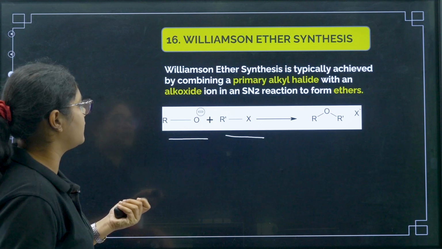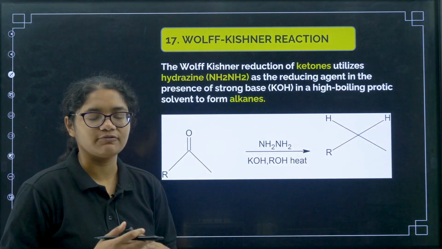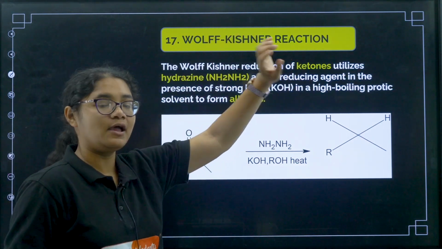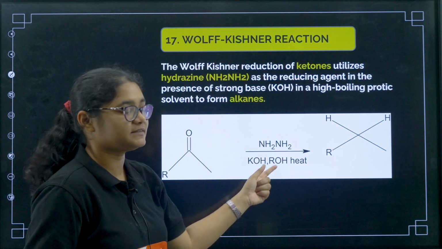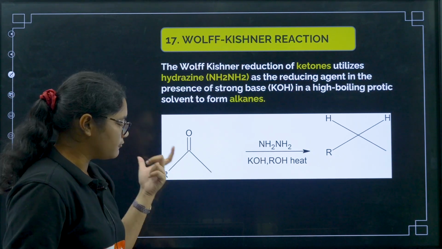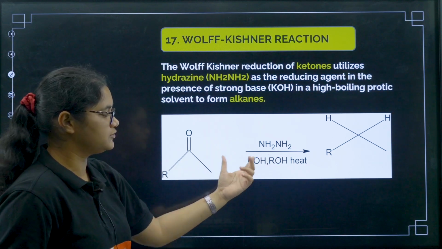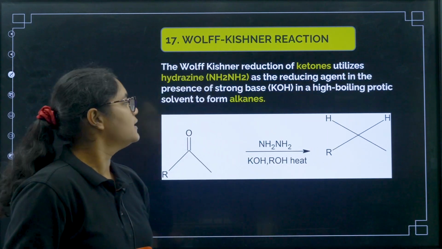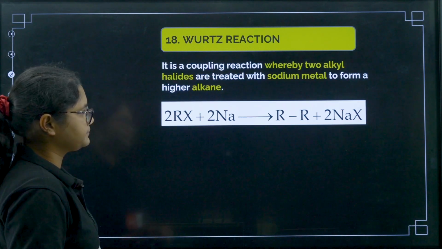Next we have Wolff-Kishner reduction. That is again from the aldehydes and ketones chapter. It is very similar to Clemmensen reduction, but Clemmensen reduction takes place in acidic medium, whereas Wolff-Kishner takes place in the basic medium. If you have an aldehyde group or ketone group and you treat them with NH2NH2 and KOH, you get the hydrocarbon.